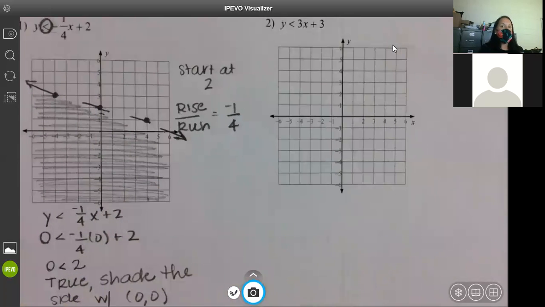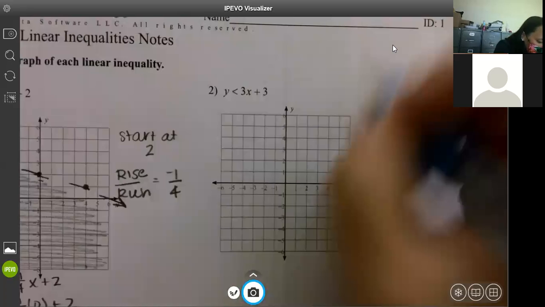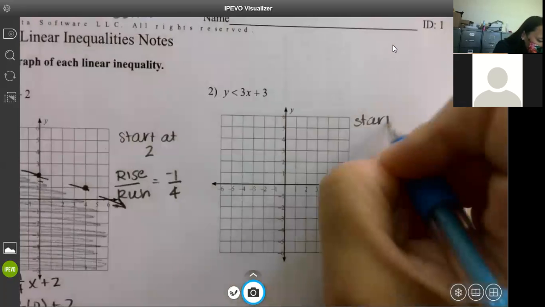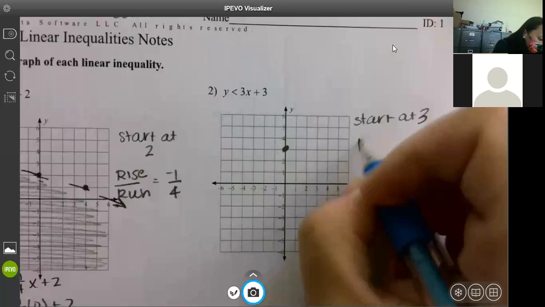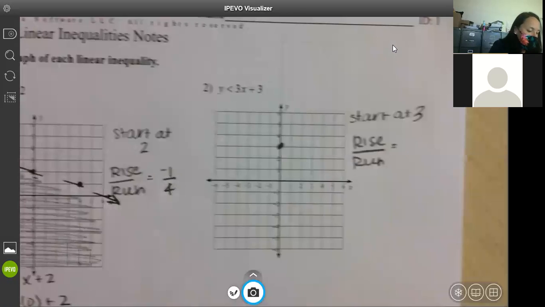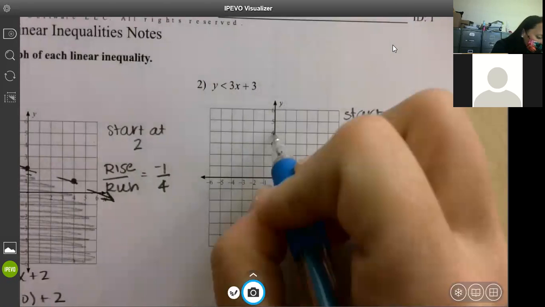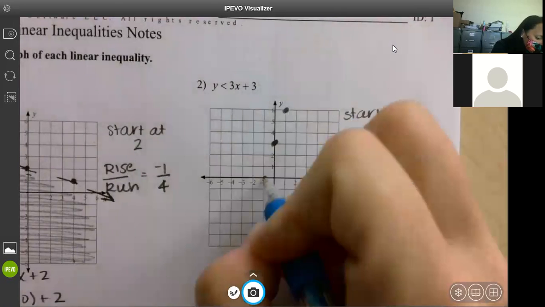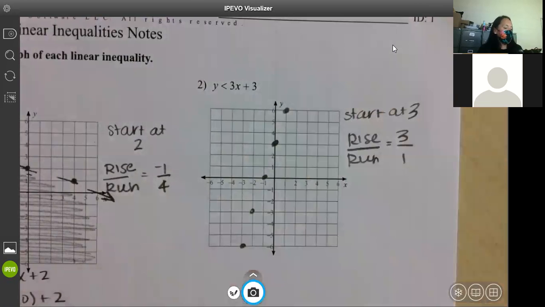All right, so what's the next one say? How do I graph it to begin with? Start at 3. What is our rise over run? 3/1, perfect. So rise 3, run 1. I'll go the opposite way. Remember, this is a normal equation. That's how we graph it.